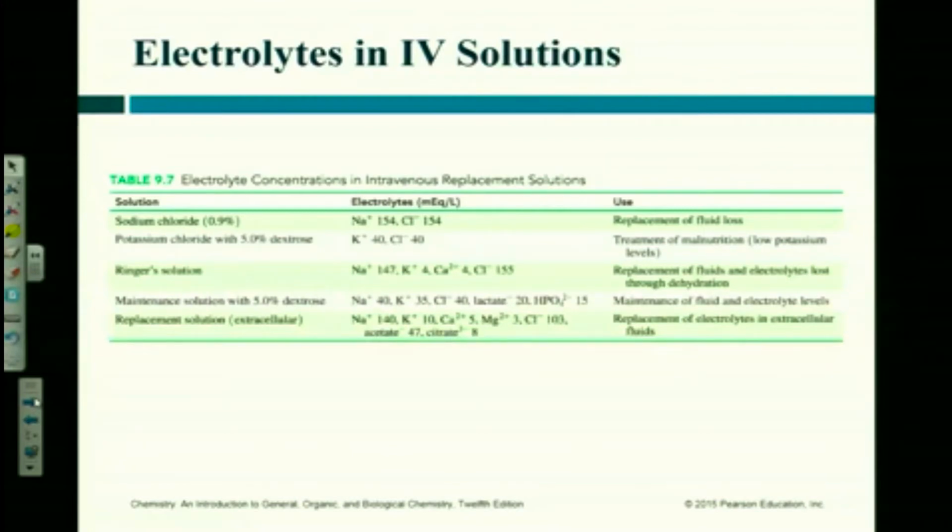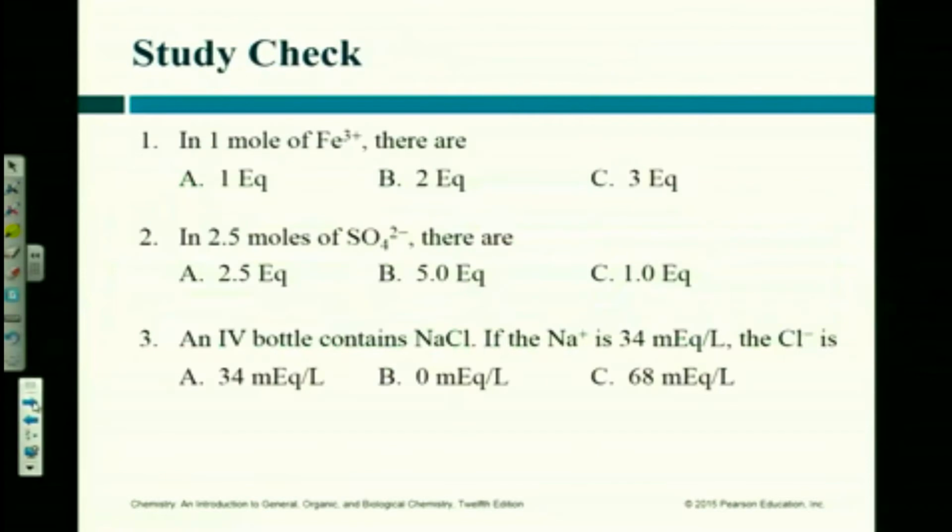Okay. In 1 mole of iron, how many equivalents are there? Iron 3, that's iron 3 plus. How many equivalents are there? 3. There's 3 equivalents for 1 mole, because the charge is 3 plus.